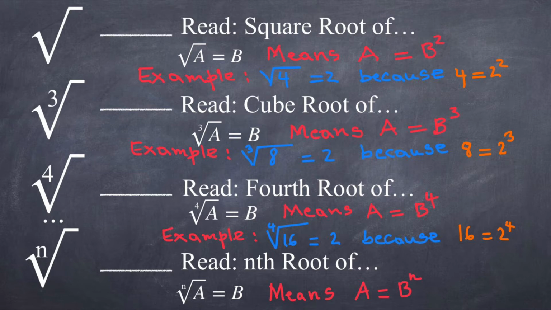Keep in mind, the index is always going to be a natural number, so n is always going to be positive and an integer. You're going to say nth root of A equals B means that A is B raised to the nth power.